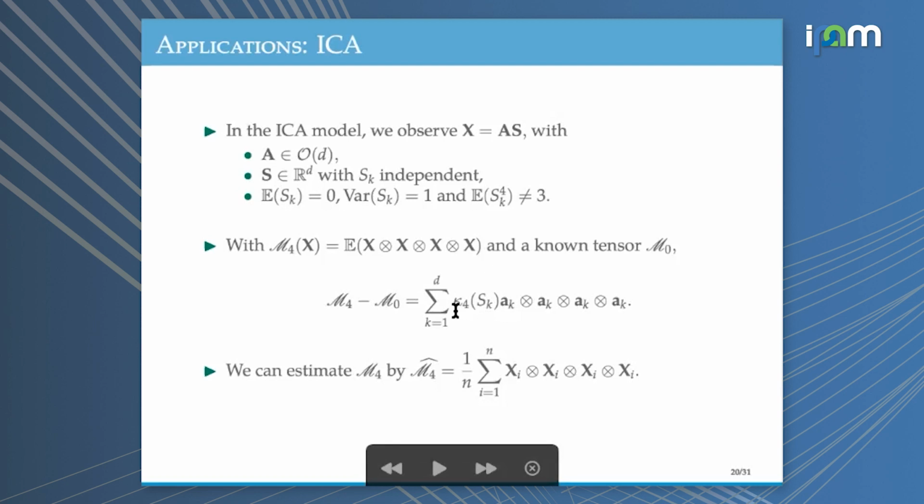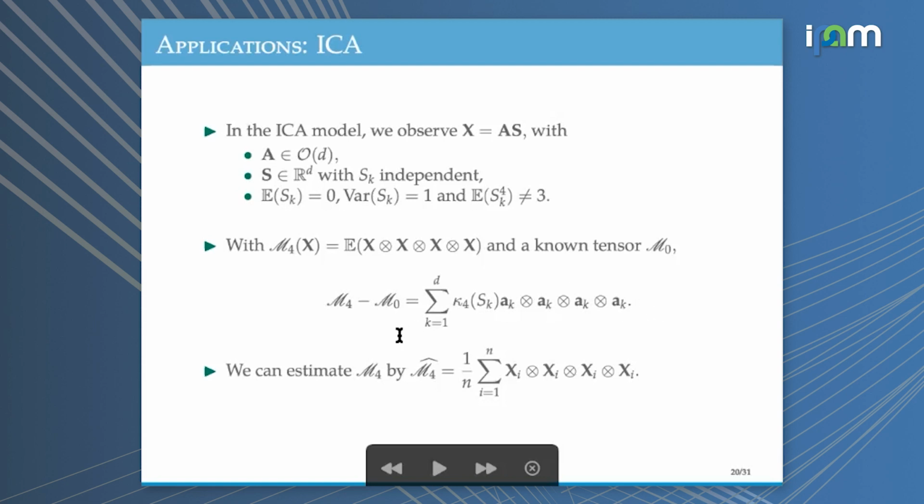The difference here is you have entries like iijj, which correspond to taking the expectation of x_i squared and x_j squared. But nonetheless, the cumulant tensor is given as the difference between this one and the tensor M0. You can compute this out, and it has this tensor decomposition, which can be written as a fourth order tensor, where the kurtosis of S_k is a singular value, and all these a_k are the singular vectors.